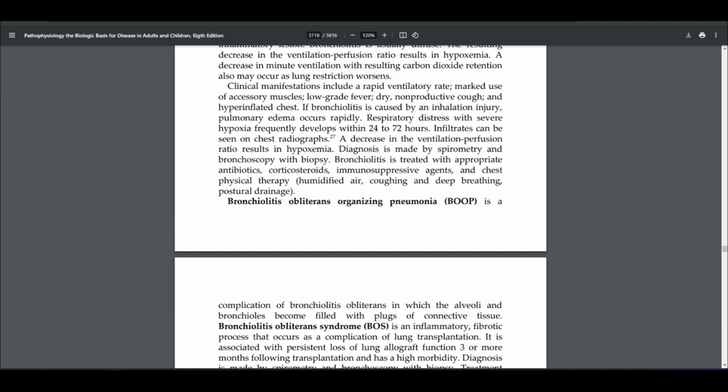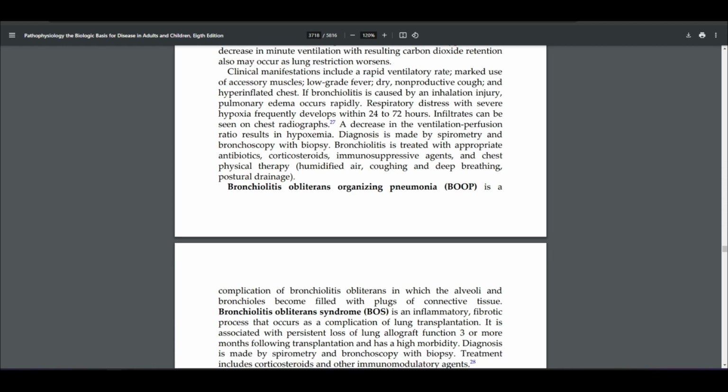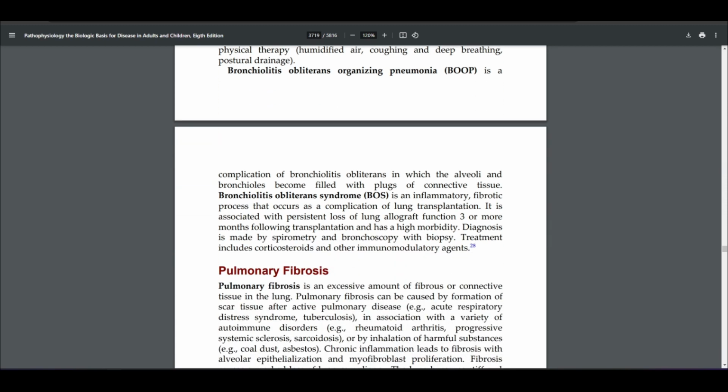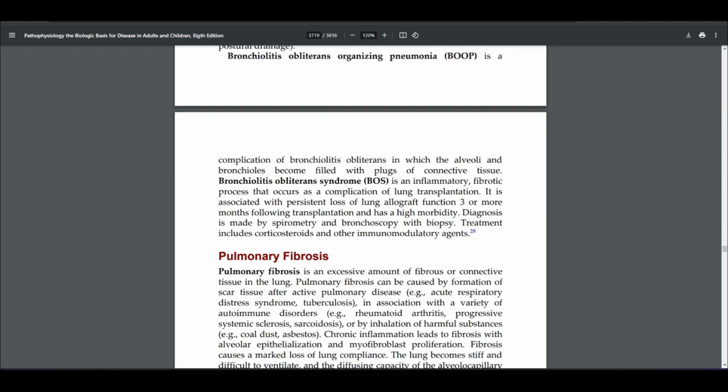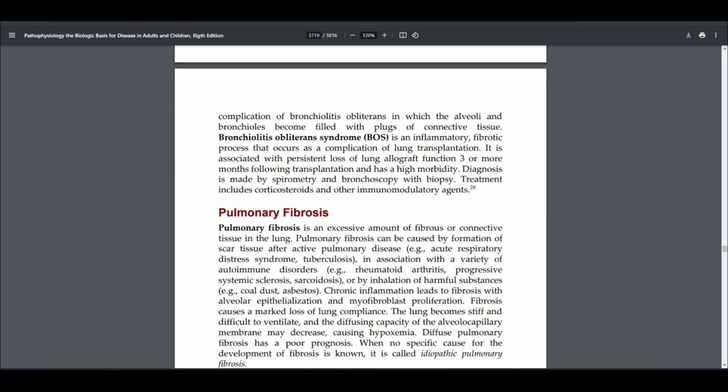A decrease in the ventilation-perfusion ratio results in hypoxemia. Diagnosis is made by spirometry and bronchoscopy with biopsy. Bronchiolitis is treated with appropriate antibiotics, corticosteroids, immunosuppressive agents, and chest PT. Bronchiolitis obliterans organizing pneumonia, or BOOP, is a complication of bronchiolitis obliterans, in which the alveoli and the bronchioles become filled with plugs of connective tissue.